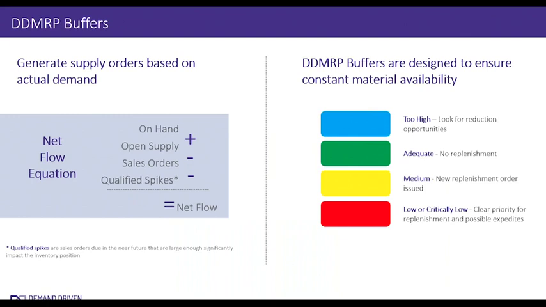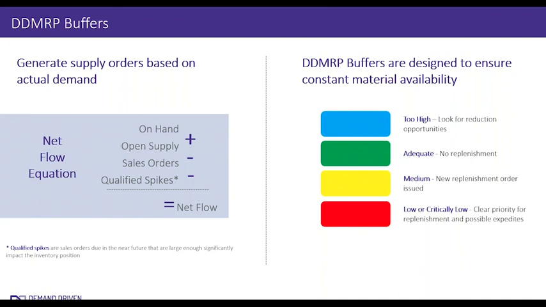So our net flow equation factors in all things that are flowing in through our supply chain that are important to us. We take our on-hand inventory, add in our open supply, subtract out our sales orders that are due today or in the past, and then subtract out any qualified spikes to equal net flow. And to be sure, a qualified spike is a sales order due in the near future, which we view as large enough to significantly impact our inventory position, and we'll want to factor it in earlier.